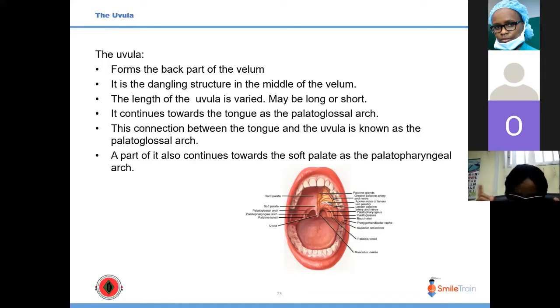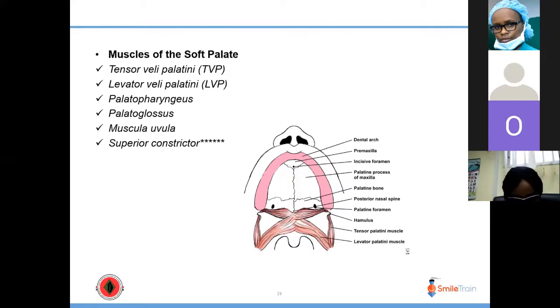When you look in the literature, some people include the superior constrictor muscle because it also performs a certain function in the velopharyngeal apparatus. So the tensor veli palatini, the levator veli palatini, the palatopharyngeus, palatoglossus, and the muscular uvula. Of all these muscles, the levator veli is the most important in the soft palate.